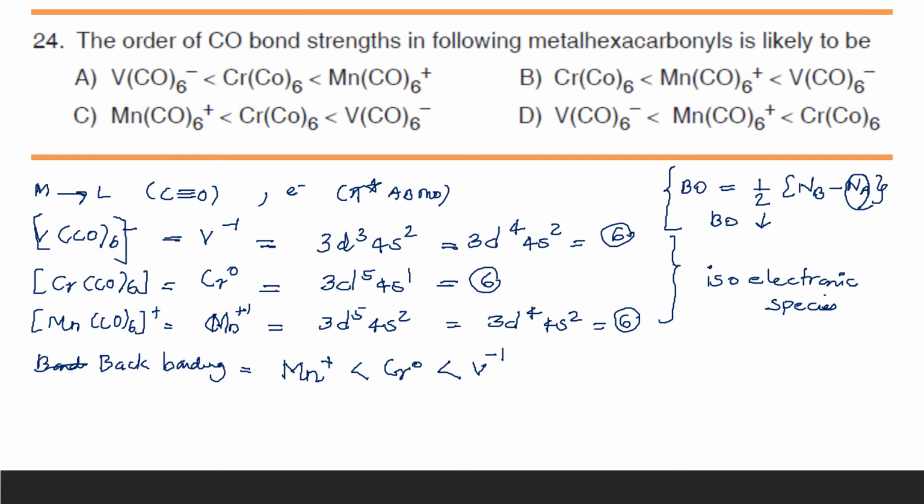Sorry, I have a bit of confusion. We are arranging it in the order of back bonding. Back bonding is possible when you have a metal in the lower oxidation state. Here vanadium -1 is in the lower oxidation state, chromium is in zero oxidation state, and manganese is in the +1 oxidation state. Manganese is the species in higher oxidation state, so there is less possibility for back bonding. So this is the order for back bonding. This will be the order for metal-ligand bond strength as well.